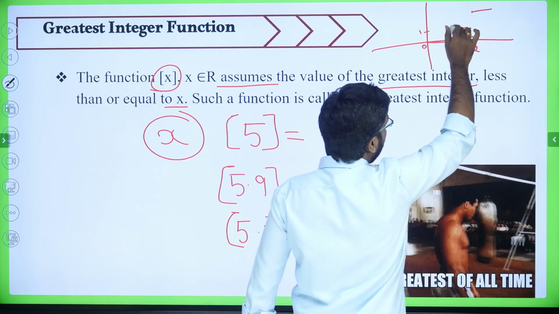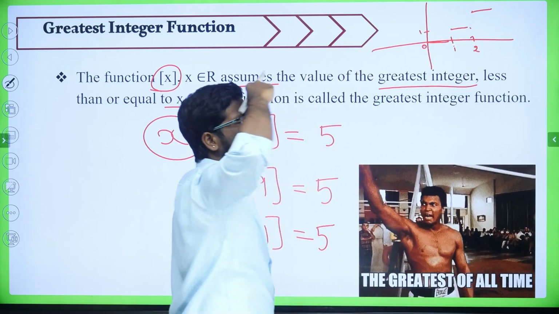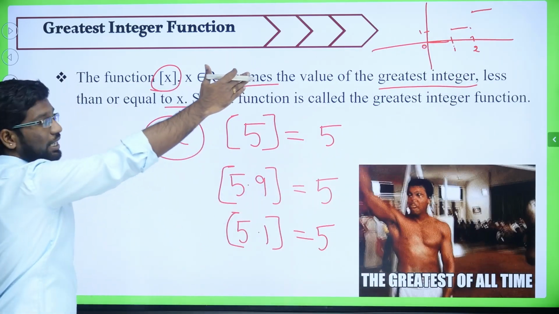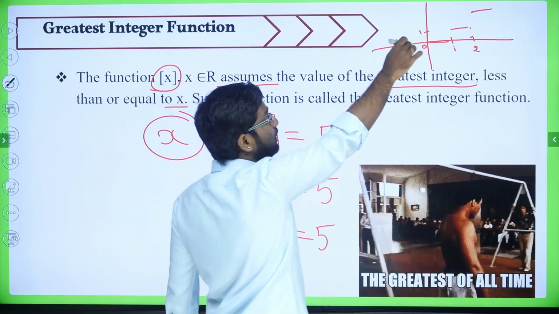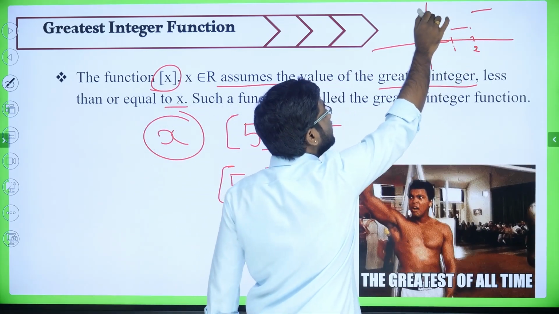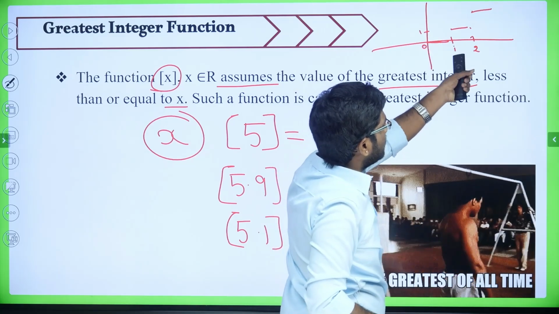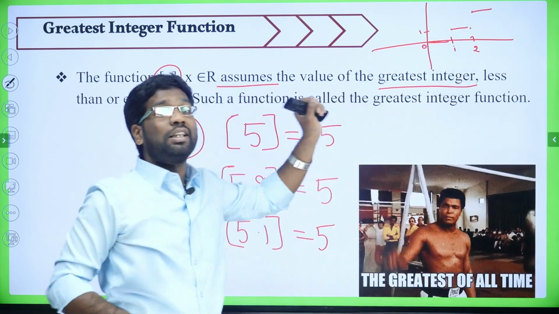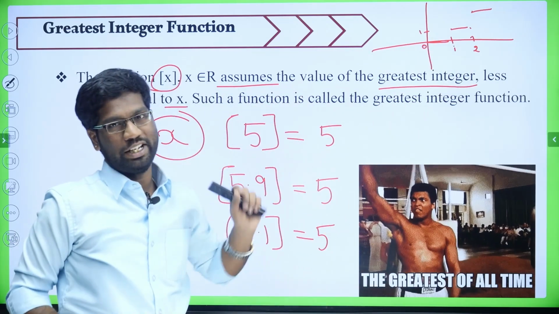From 1.1 to 1.9, I assume that 1 is the greatest value. So I want the greatest integer, and I am taking the left hand side. From the left hand side, whatever the number is there, I will take that one. That is how this function works, my dear students.